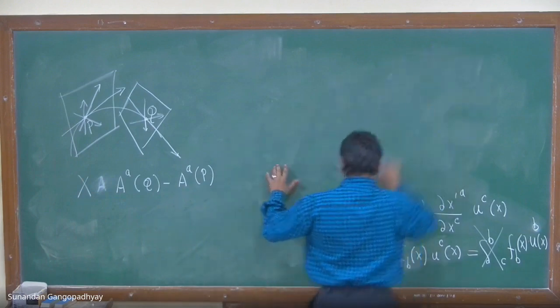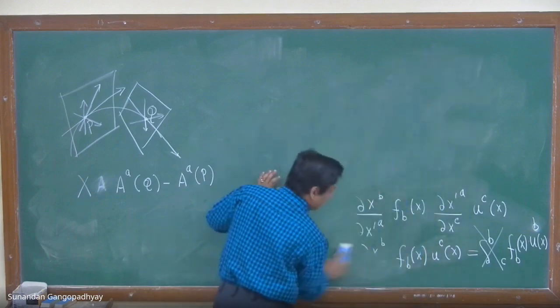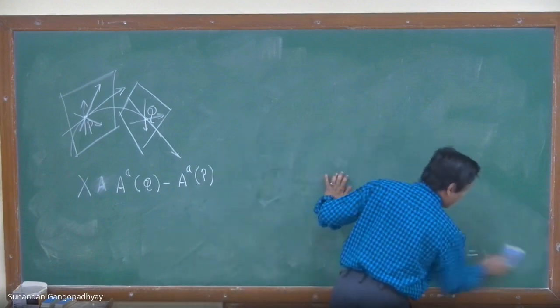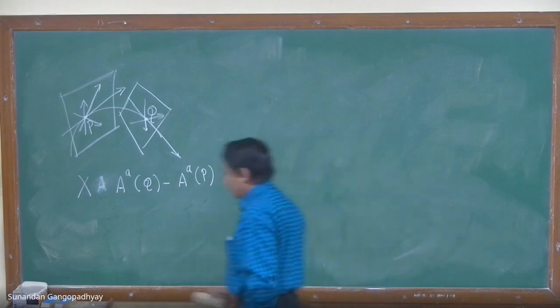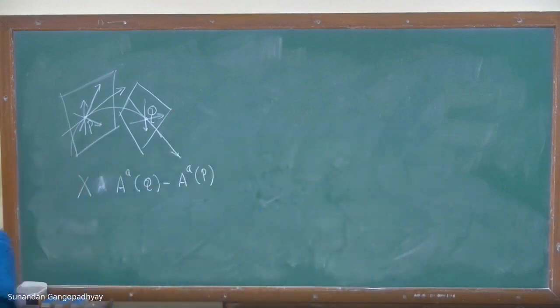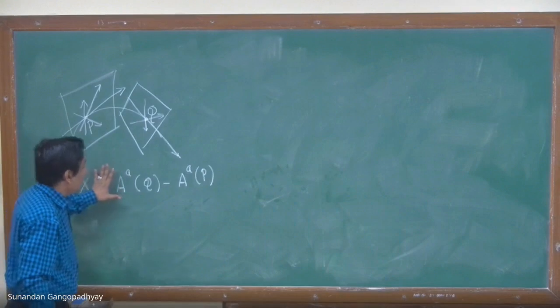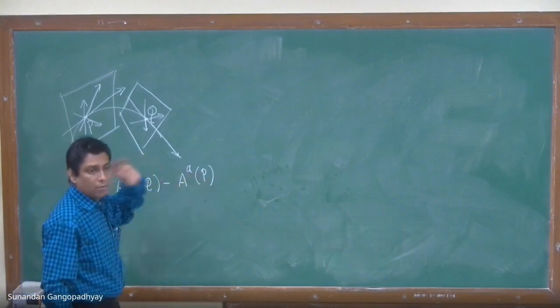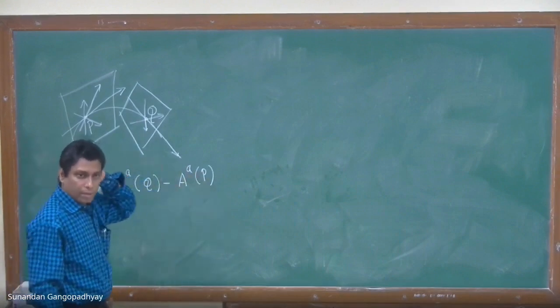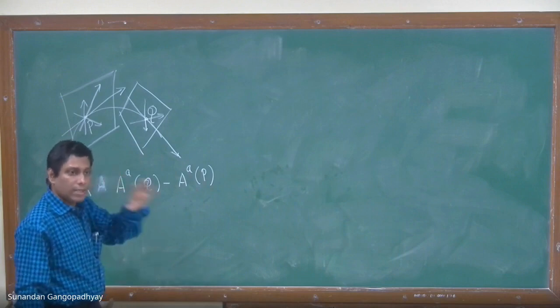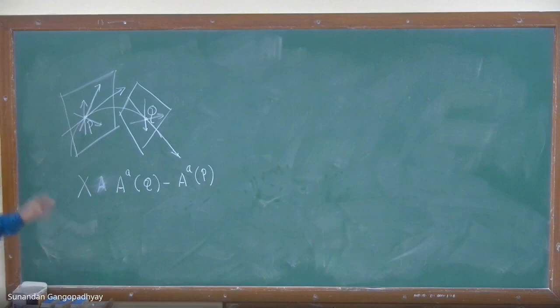So now we have come to a very important concept in geometry that we shall discuss now. Our main goal is that we want to define differentiation. We want to do differential calculus on the surface of a manifold. That is our aim.